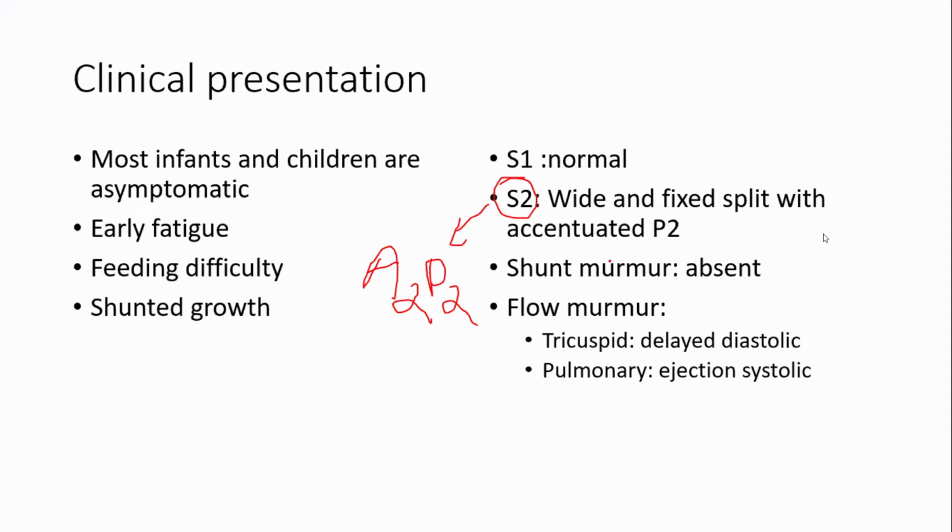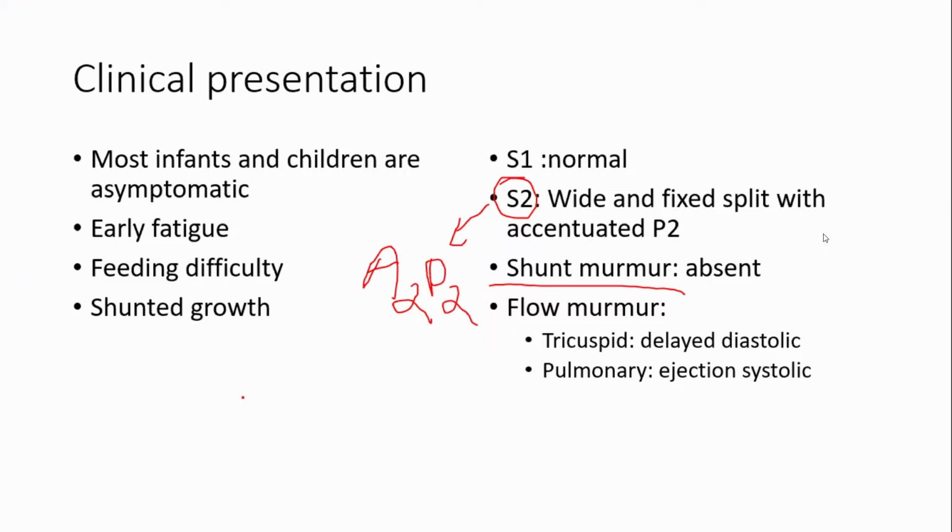Okay, now about shunt murmur and flow murmur. A shunt murmur is basically a murmur that is through the defect. So in ASD there is a defect between the right atrium and left atrium. Now, the right atrium and left atrium pressure is not much different: right atrium pressure can be 0 to 6, and left atrium pressure can be 8 to 10 millimeters of mercury. So the pressure difference is not much. When there is less pressure difference, you do not hear any shunt murmur in case of ASD.